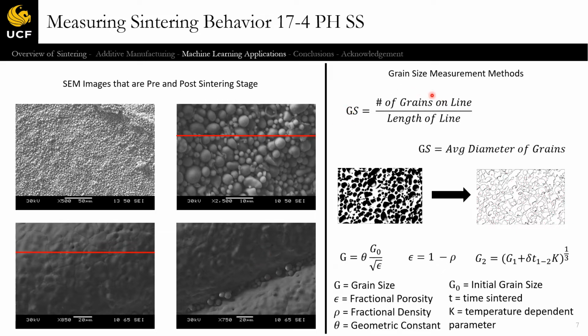But let's talk about grain size measurement methods. One is to just put a line directly through the image and count the number of grains on that line and divide that by the length of the line.